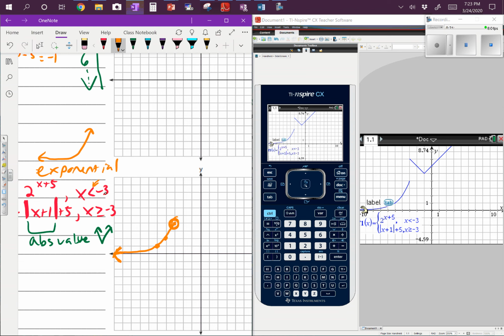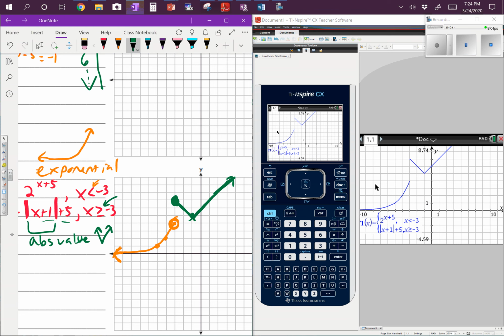Open bubble right there. And then for my next one, this guy, the V has shifted positive 1, which means left 1, and then up 5. So this is where that vertex is. And we got 2 points this way, and then we've got infinite points going this way. Going all the way out. Notice it stops dead here. And for my absolute value graph, we've got filled in bubble right there.